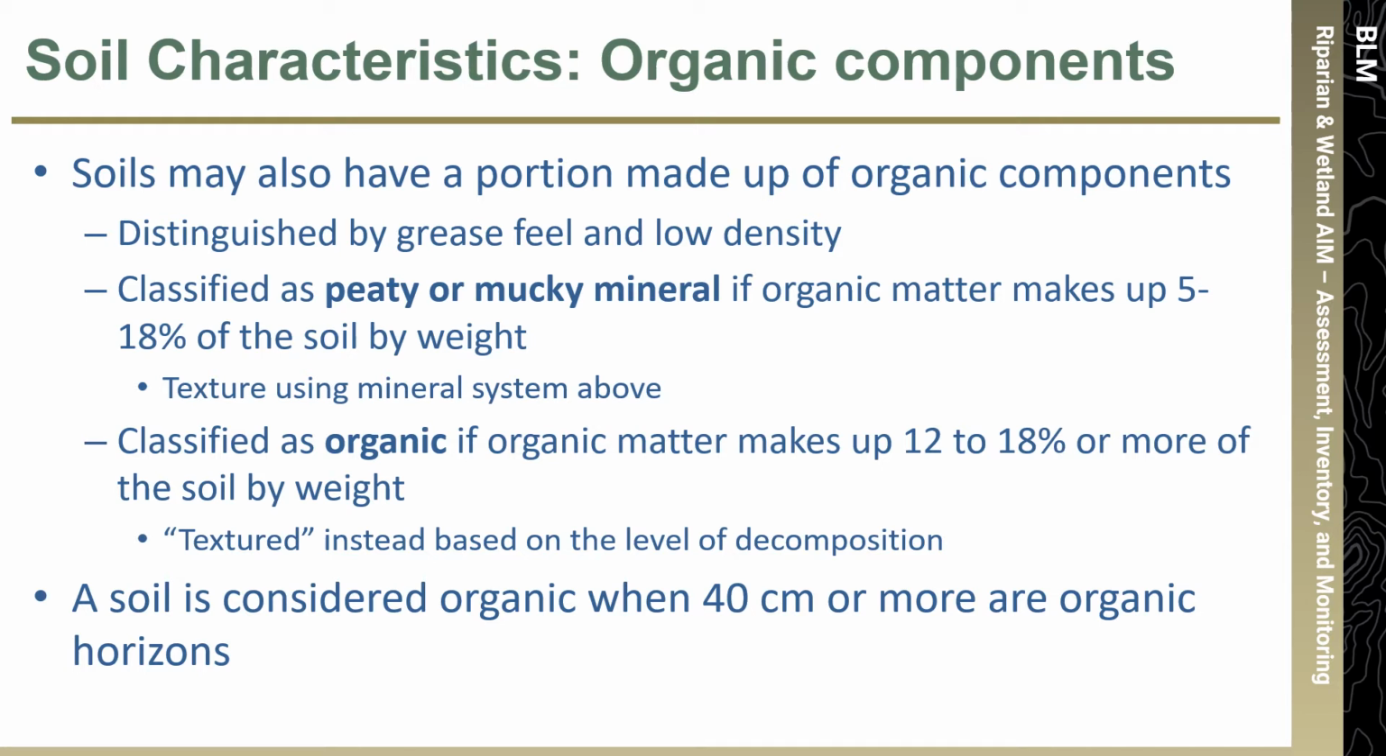Once the organic matter concentration increases to 12 to 18% or more of the soil by weight, a soil is instead considered a true organic soil. These are textured instead based on their level of decomposition, which we will discuss in a moment. As a side note, a soil is considered an organic soil or a histosol when 40 centimeters or more of the soil profile is organic.